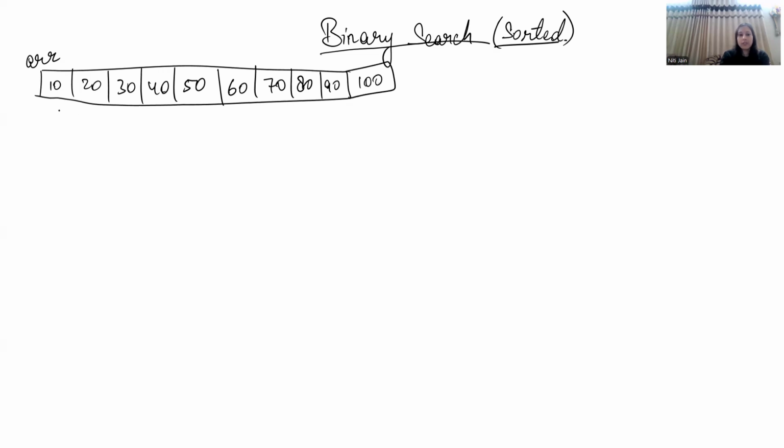We have 10 elements, indexes 0, 1, 2, 3, 4, 5, 6, 7, 8, 9. And I have also taken an element n. Suppose the user says I need to search for 80. Okay, let's see how the user will search using binary search.